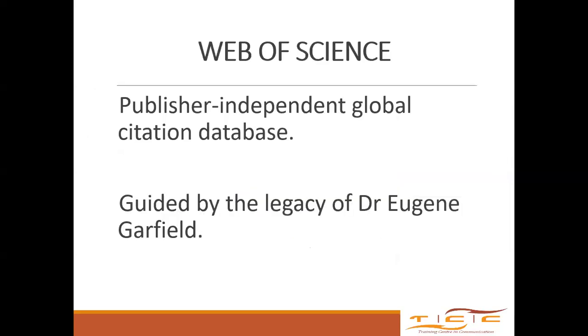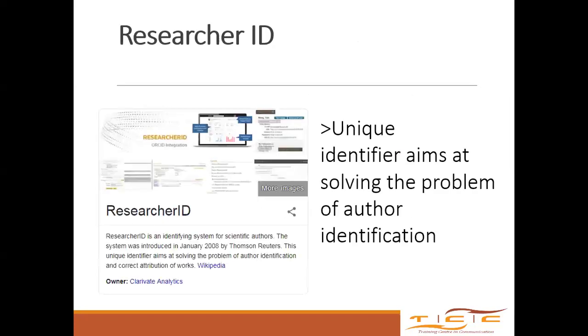Then you also need to register with Web of Science because this also, of course, gives you your citation. It's also a citation database. This was guided by the legacy of this guy called Eugene Garfield. I think this is part of what formed the current-day Clarivate Analytics. So basically, these are places where you register and then you get your researcher ID. Researcher ID is a unique identifier that is only unique to you.